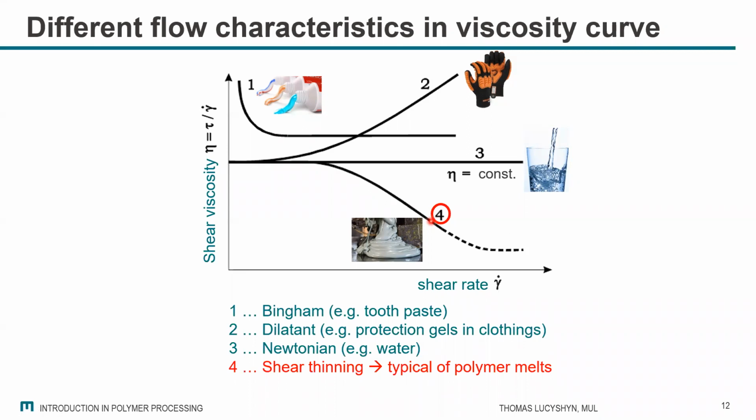And this is a very nice property because it basically enables us to do injection molding. Otherwise, with this very high flow resistance, we could never fill very small gaps. So this helps us in doing fast processes in very thin channels. So this is the predominant behavior of polymer melts.